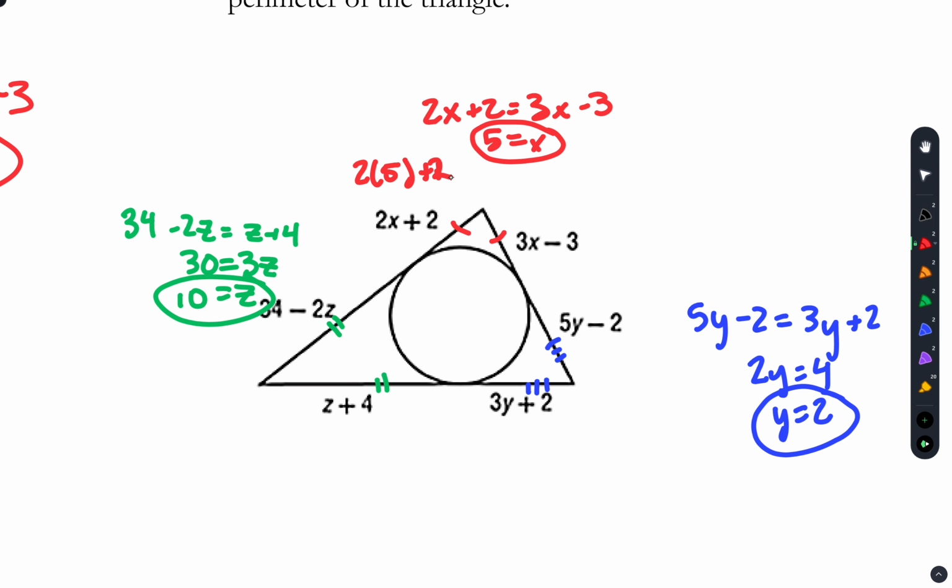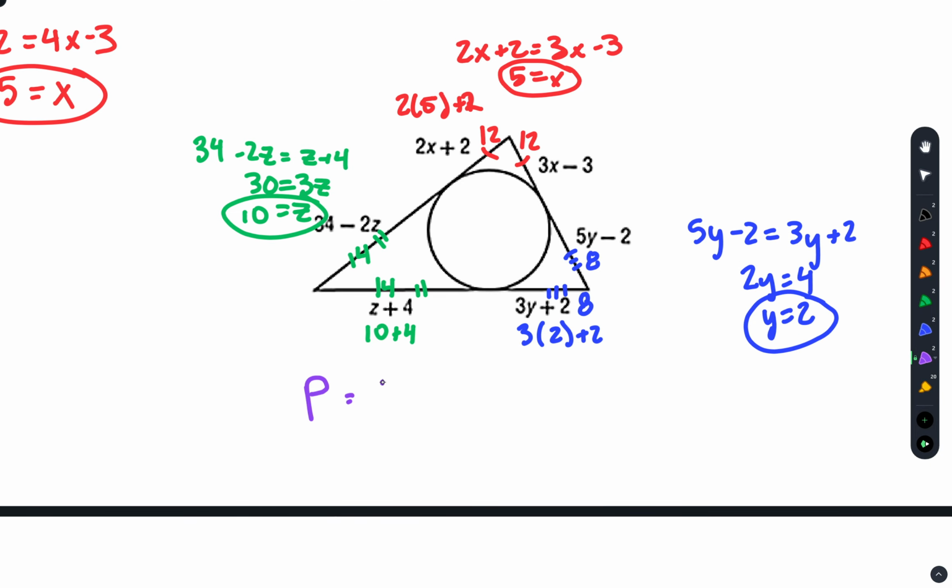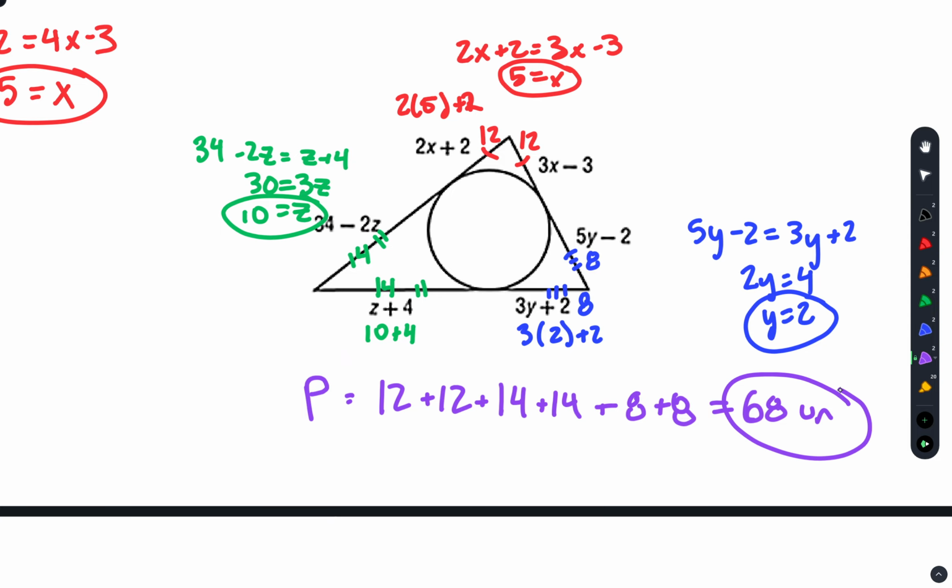Which tells me that this side is 12, so this side is also 12. I'm going to do 10 plus 4. So this side is 14, and this side is also 14. And then I'm going to do 3 times 2 plus 2, which tells me this is 8, and this is also 8. The perimeter, we're going to go all the way around. 12 plus 12 plus 14 plus 14 plus 8 plus 8. The perimeter is 68 units. Okay. We did it. Any questions?